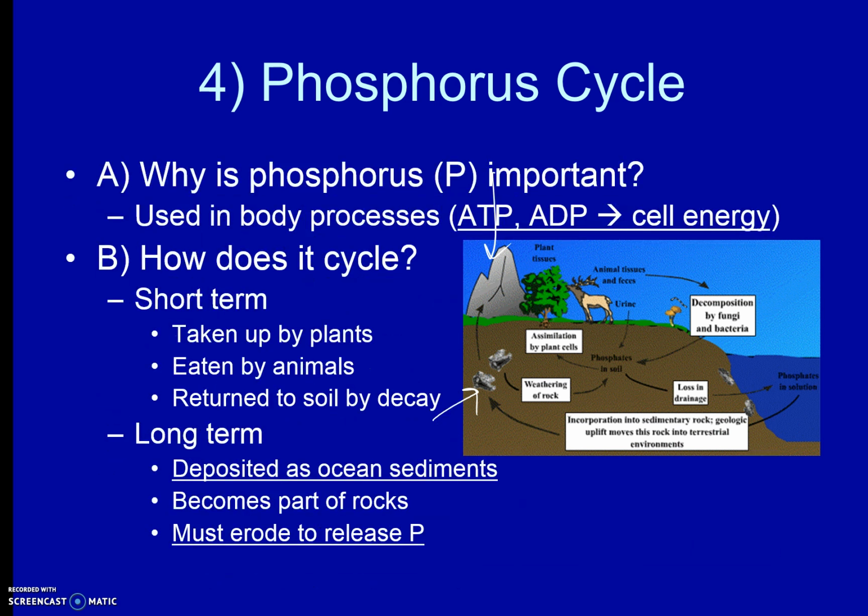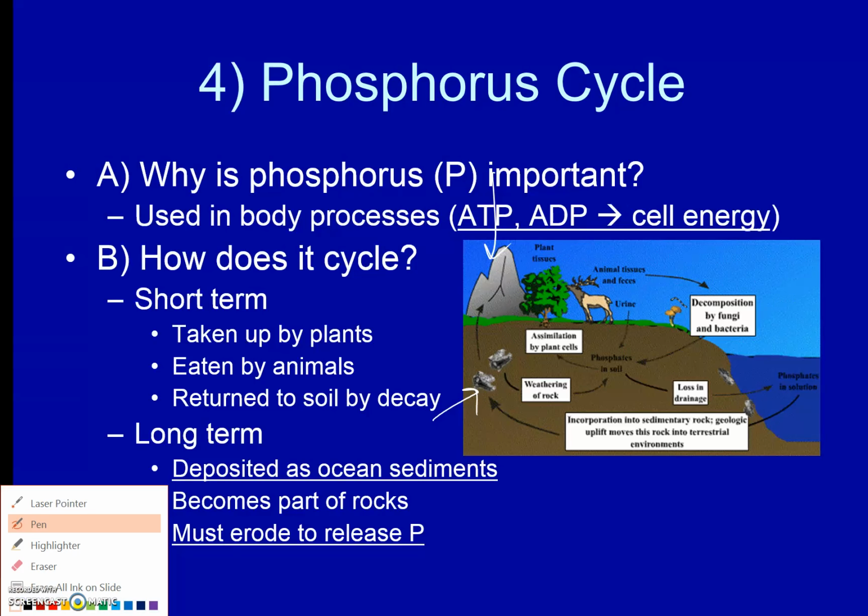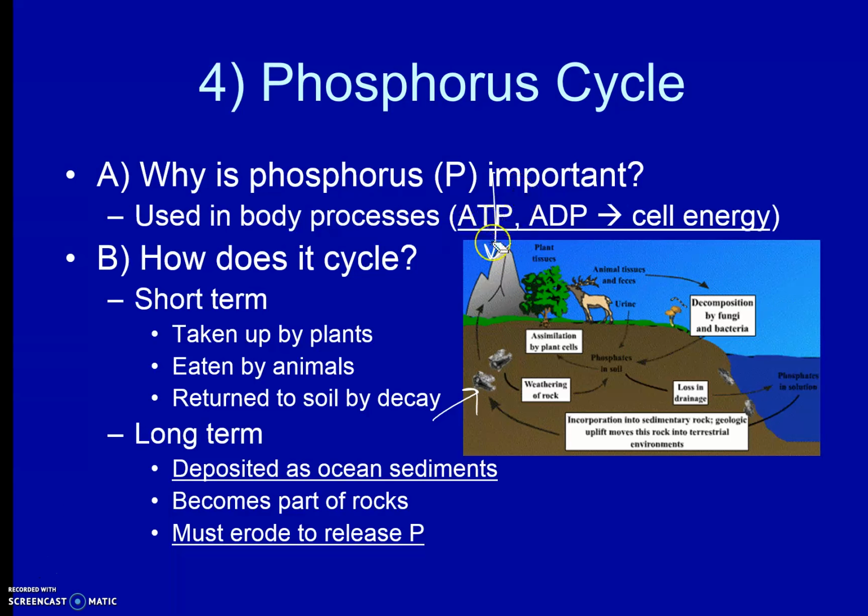Why is it important? It's used in body processes. In fact, you couldn't take notes, you couldn't walk to class, your heart couldn't beat without phosphorus. Phosphorus is a major component in ATP and ADP. You don't really need to know these for this class, but ATP stands for adenosine.